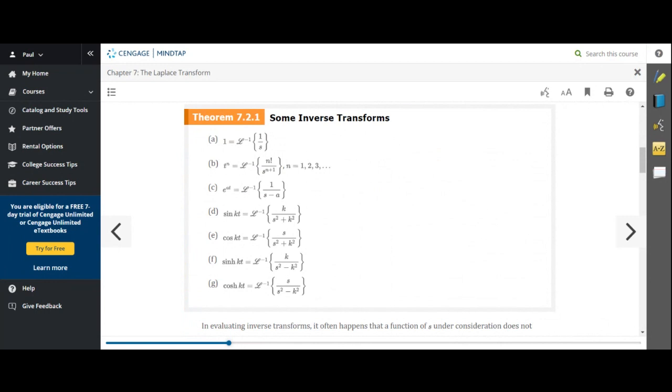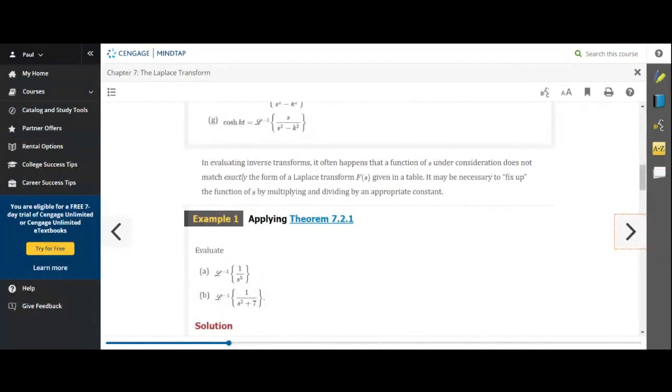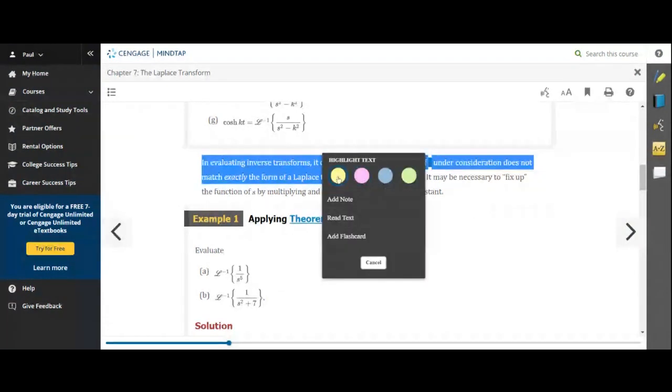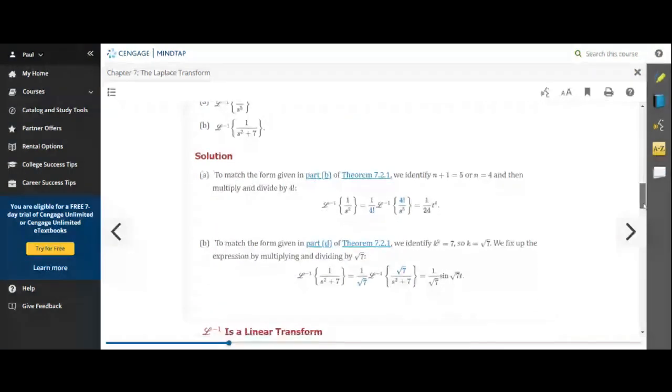Okay, all right. Well, if you're good with that, let's continue on here. So they mention that in evaluating transforms, it often happens that the function of s under consideration doesn't match exactly the Laplace transform given in a table. So we're going to do some problems dealing with that. We'll get to that, but let's go on here.